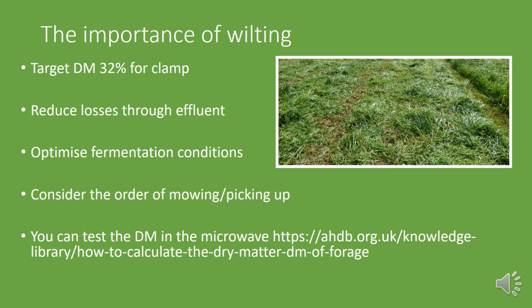One of the decisions that you could use to help you manage wilting is considering the order that you mow or pick up, particularly in relation to either how exposed the particular fields are that you're using, or the yield of the crop, because we know that a lighter crop will wilt more quickly than a heavier crop. So you can mow the heavier crop earlier in order to be hitting the 32% dry matter on all of your fields at the same time for pickup.